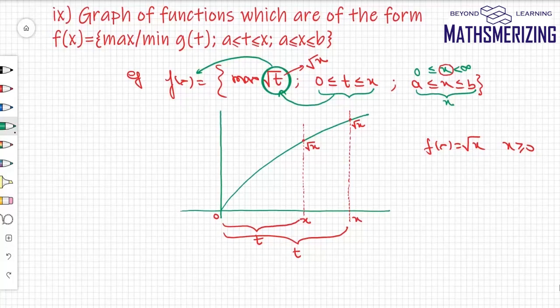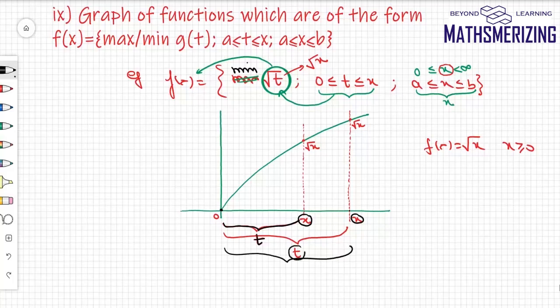Now what if I change this question? Rather than taking the maximum of under root t, now I'll take the minimum of under root t. Again, I'll choose any point x. Now when t lies between 0 and x, the minimum value of under root t is 0. Again, if I choose another point x, in this interval the minimum value of under root t is again 0.